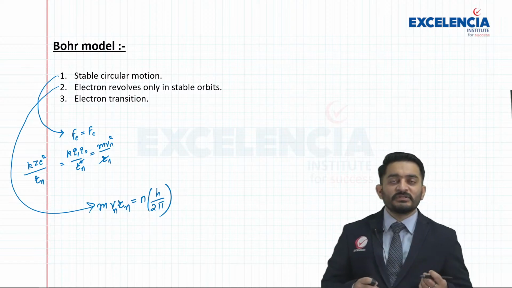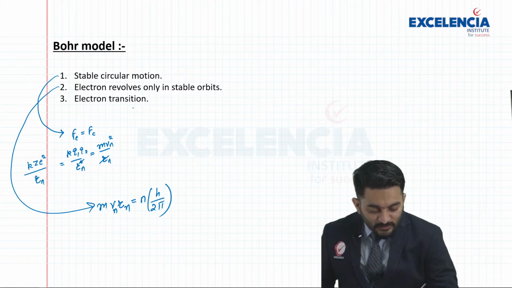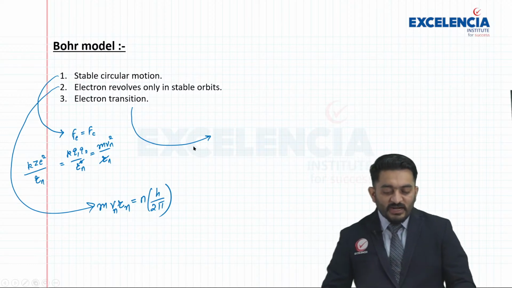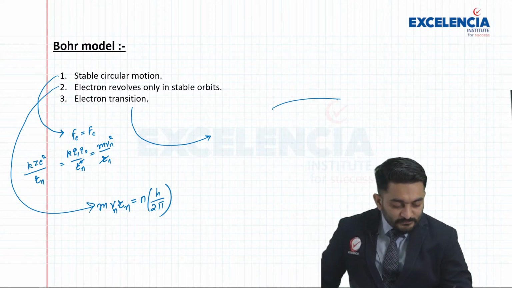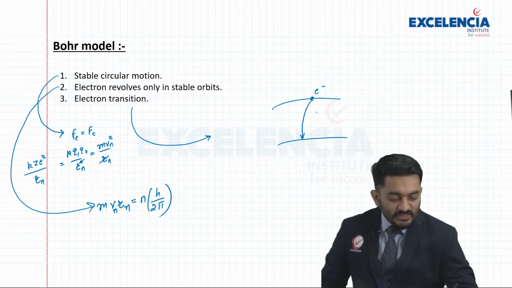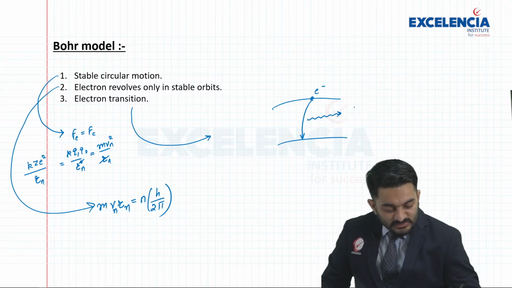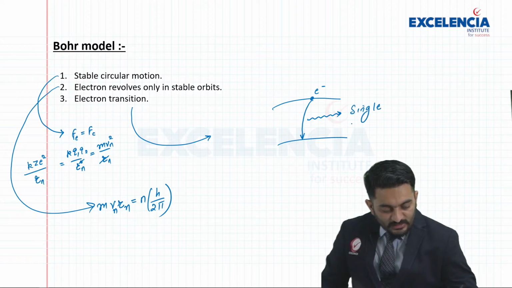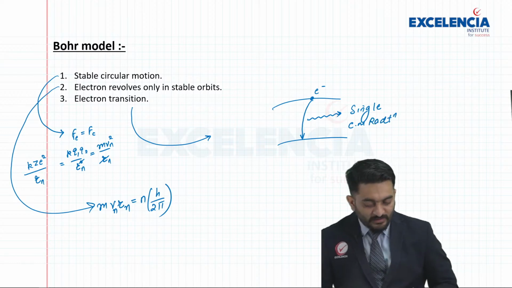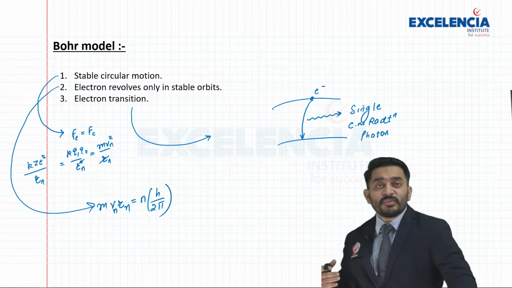So the first postulate is about circular motion, the second is about the stability, and the third is actually about the transition. Now what do you need to remember? When this transition happens, remember that when an electron goes from a higher state of energy to a lower state of energy, it is going to emit energy. And sometimes the question comes, remember it is a single electromagnetic radiation photon. You should not think there is a beam of electrons going to be released by this transition.